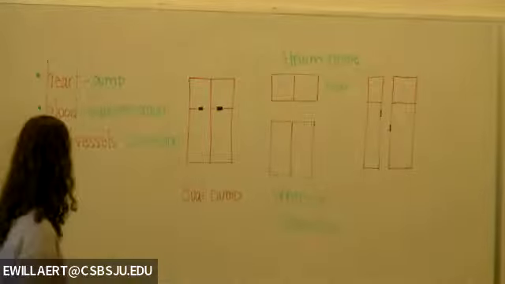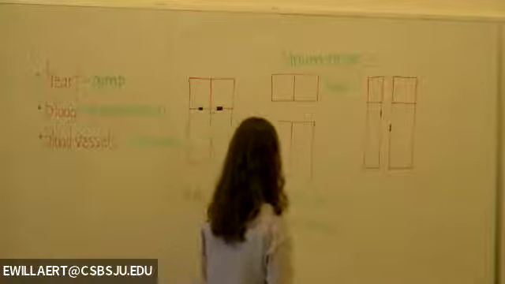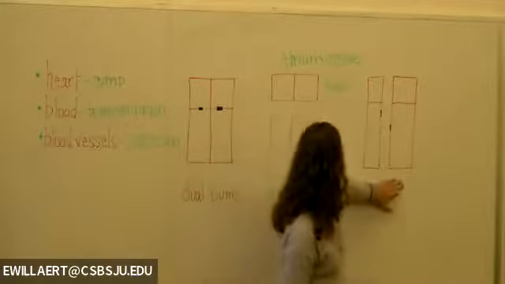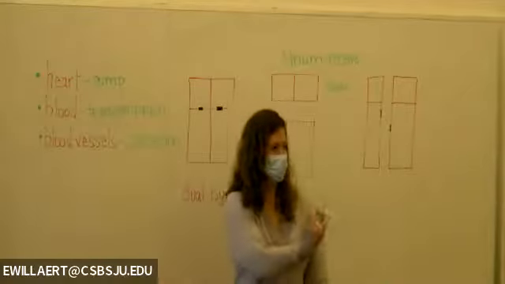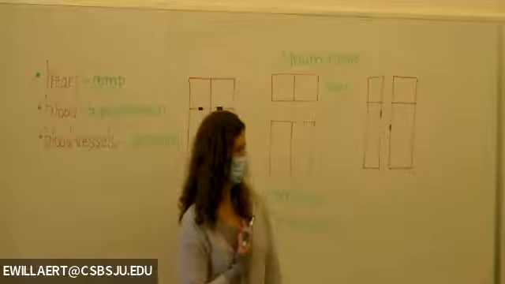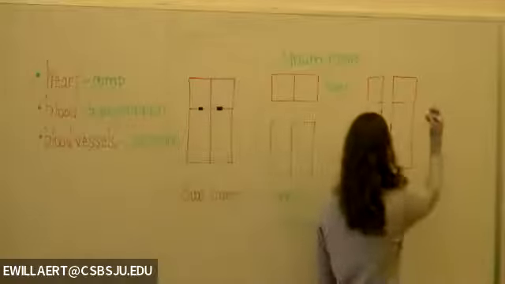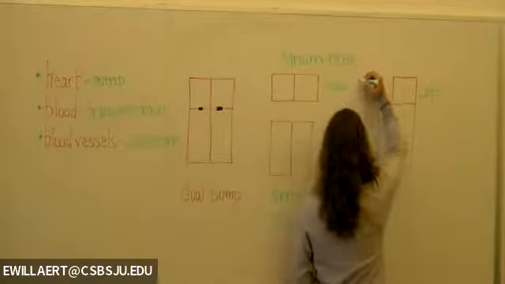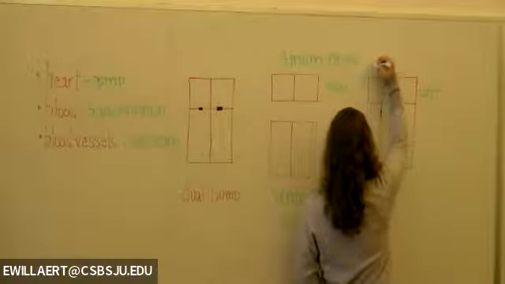Now, when we're looking at our heart, we're looking at this from an anatomical position. So you're picturing this being the heart inside your body. So this is the left side of my heart, and this is the right side of my heart. Does that make sense? So here's going to be my left and my right.